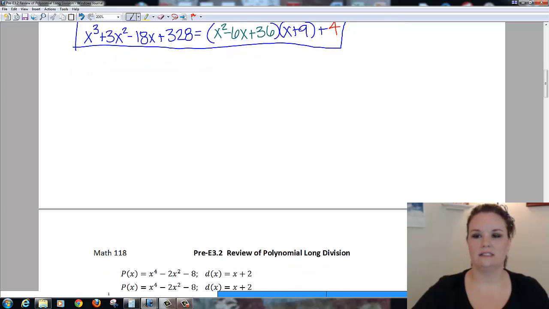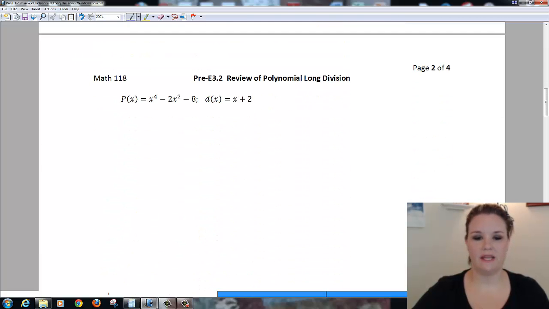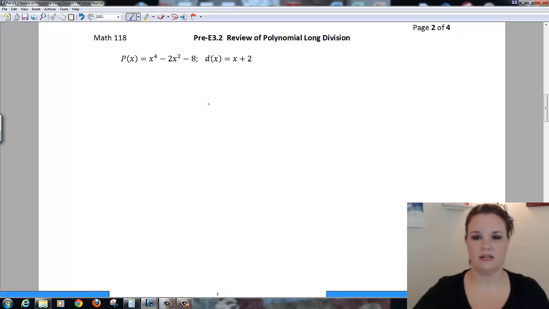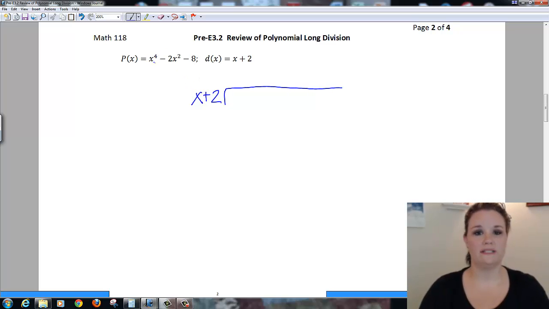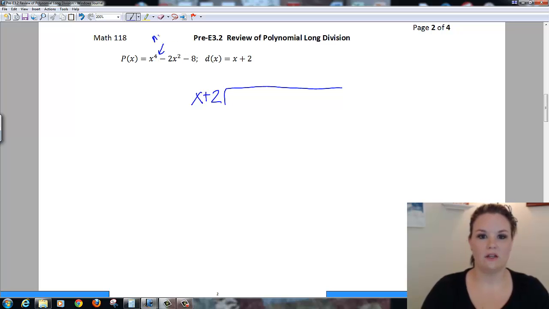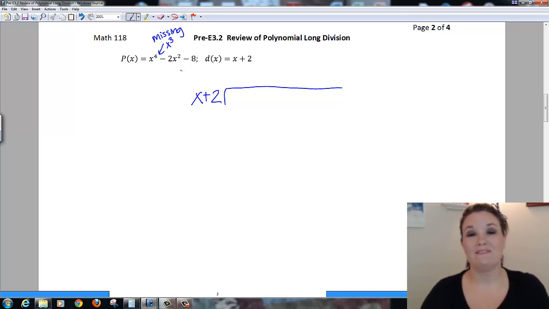All right, let's look at another one. On this next page, again, they're giving me my P of X and my D of X. So I'm going to do the long division. X plus 2 divides into. Now, one thing I want to point out is notice I have an X to the 4th, and then it goes down to X squared. So right here, I am missing an X cubed term. If I don't have an X cubed term, I have to put in a 0 placeholder. So when I write it out, I need to put in a 0X cubed.